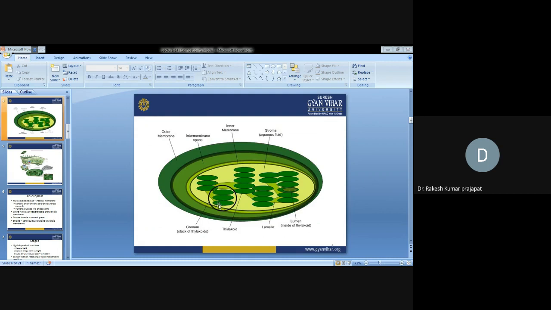Okay. So this granum is arranged like a stack of coins, just like stacking of coins. All these grana are connected to each other with a particular channel that is known as stroma lamella. And inside these stacks there is a gap. This gap is known as the lumen inside the thylakoid.